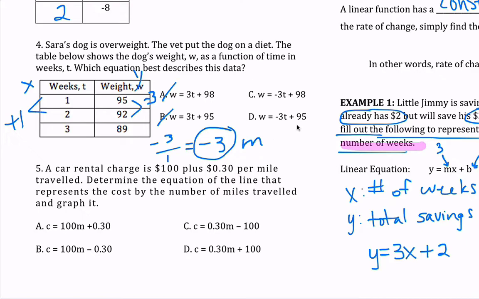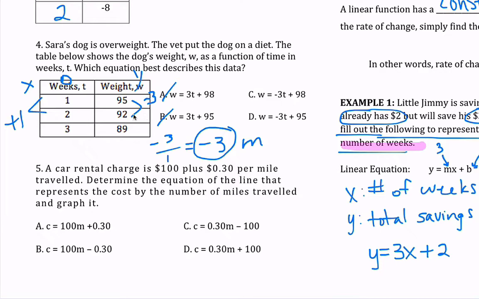All right, so now we have to find the y-intercept. Is the y-intercept 98 or is the y-intercept 95? Where is this dog starting from? Okay, well, if I look at week 1, it says 95. Well, that's not its starting point because this is the dog's weight after being on the diet for 1 week. So I need to find when x is 0.